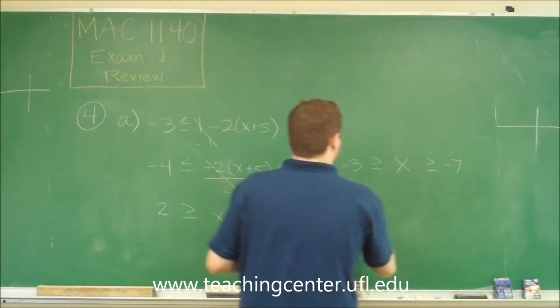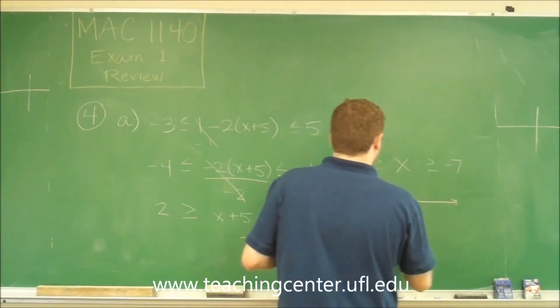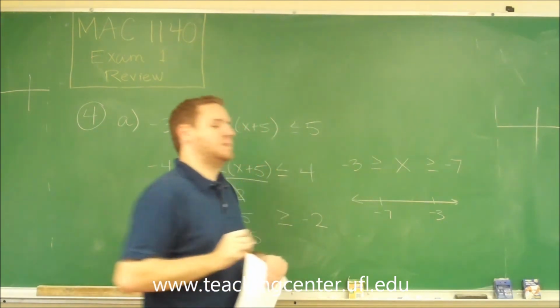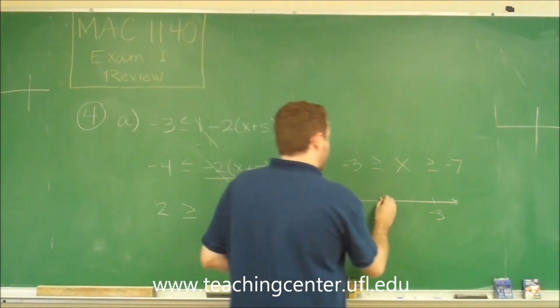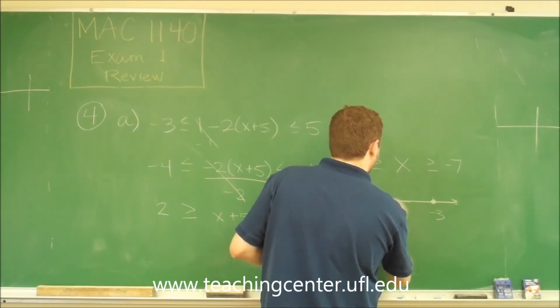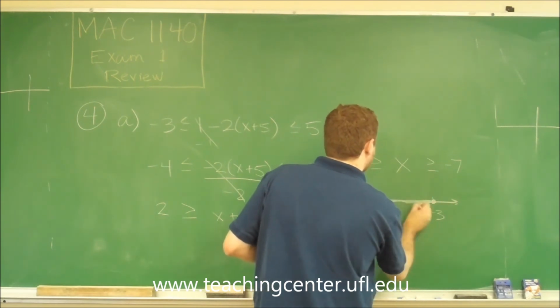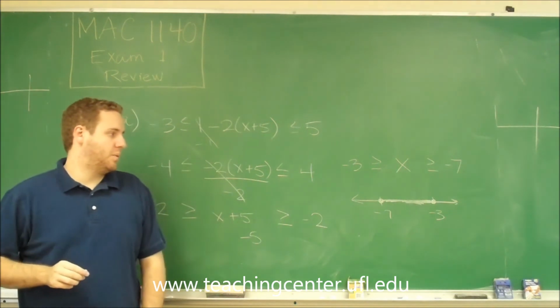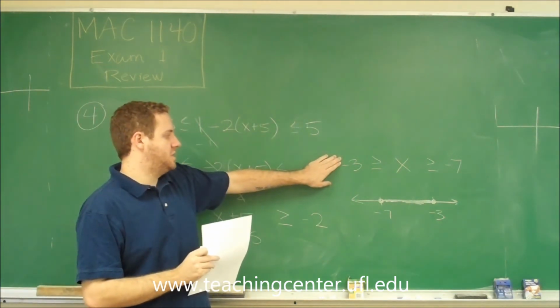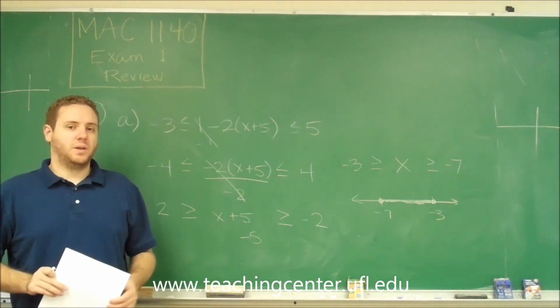So if we're going to graph that on a number line, we would want to say we have negative 7 to negative 3. We want everything, including those 2 points, and between them. So you would darken in the center and have the endpoints filled in as well. So this is an interval notation, and this is graphed on a number line.